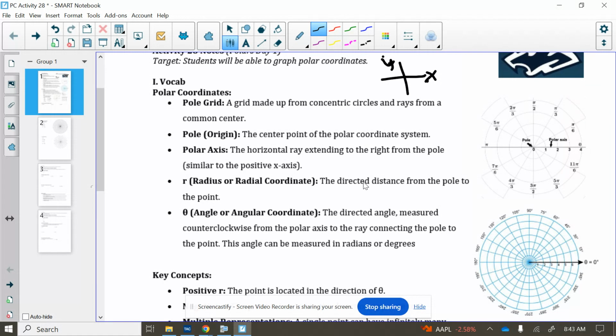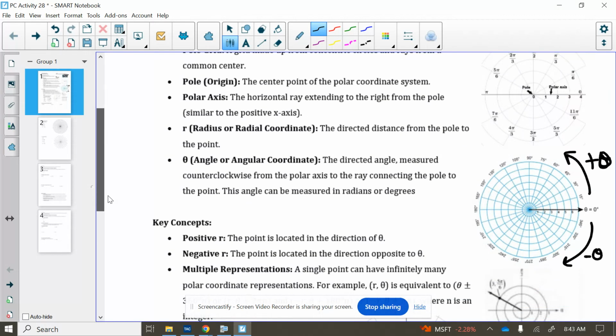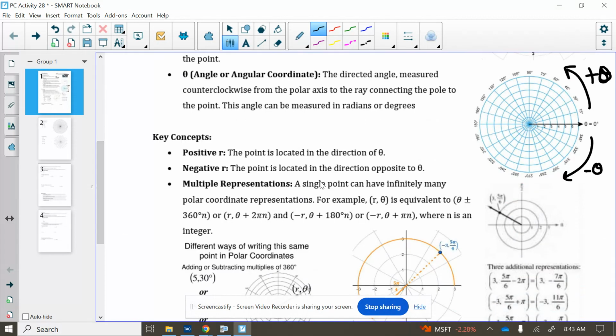Going counterclockwise is our positive direction, and if we go a negative theta value, then it would be going clockwise. So it works the same way. As we have talked about a lot over the past semester, positive is going up, negative is going down, and there are multiple representations possible.